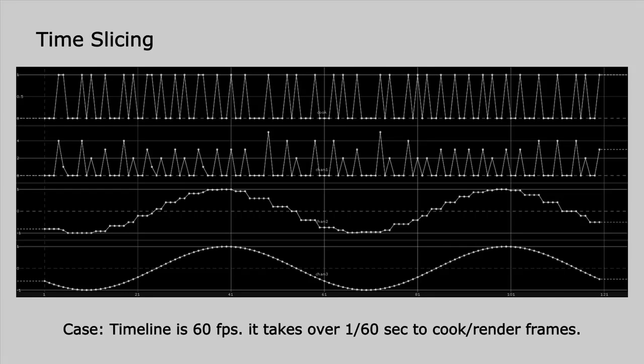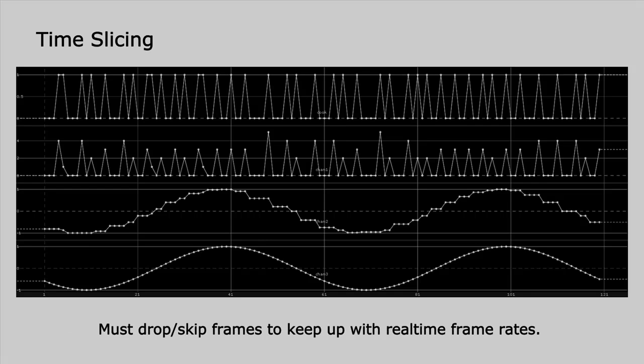If your timeline is set to 60 frames per second, you have 1/60th of a second to compute and display every frame. If any of those frames take longer than a 60th of a second, then you have to skip frames in order to keep up with real-time frame rates. Therefore, you have to jump your timeline ahead more than one frame at a time.